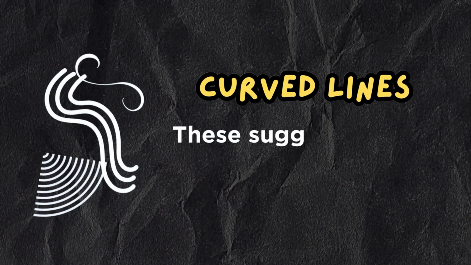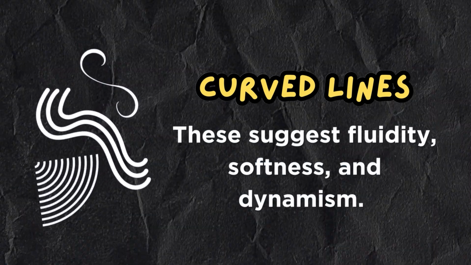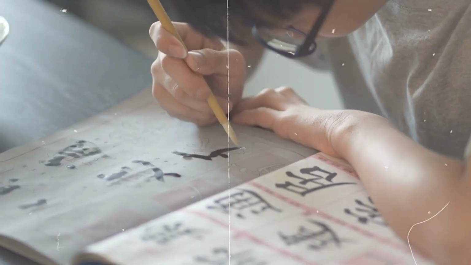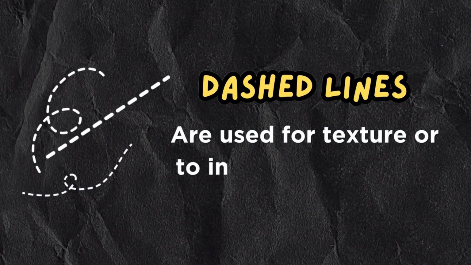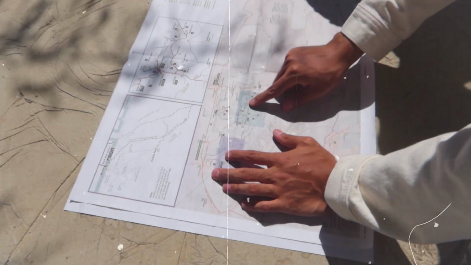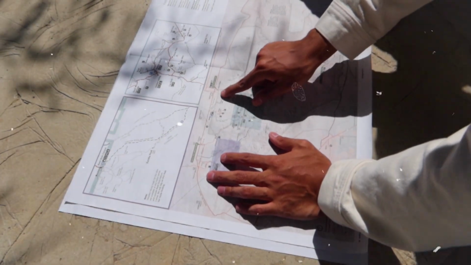Then we have curved lines. This suggests fluidity, softness, and dynamism. In calligraphy, curved lines can create graceful and flowing characters. Dashed lines are used for texture or to indicate movement or distance. In a road map, dashed lines represent highways, suggesting travel or distance.